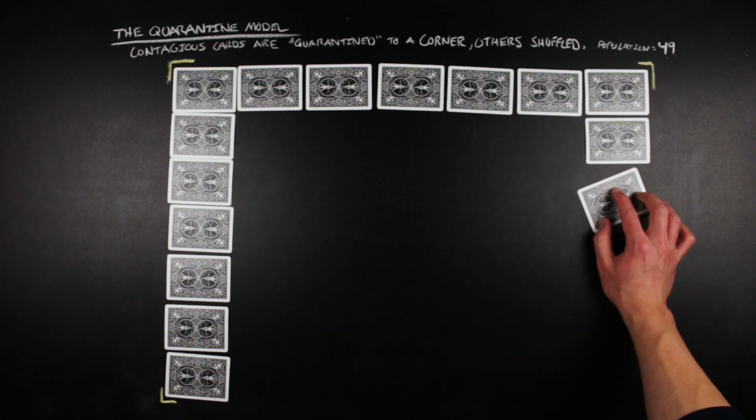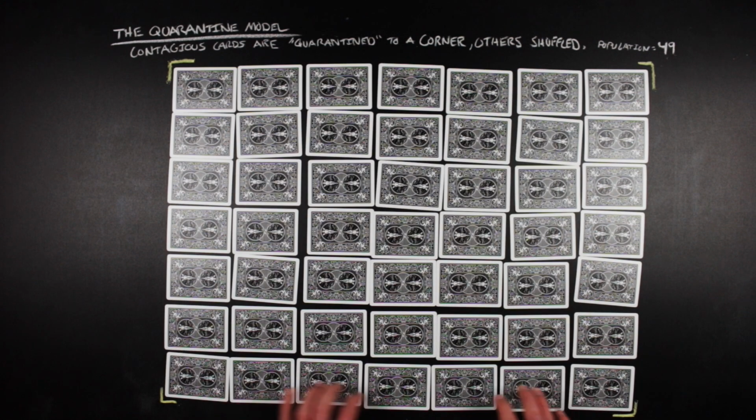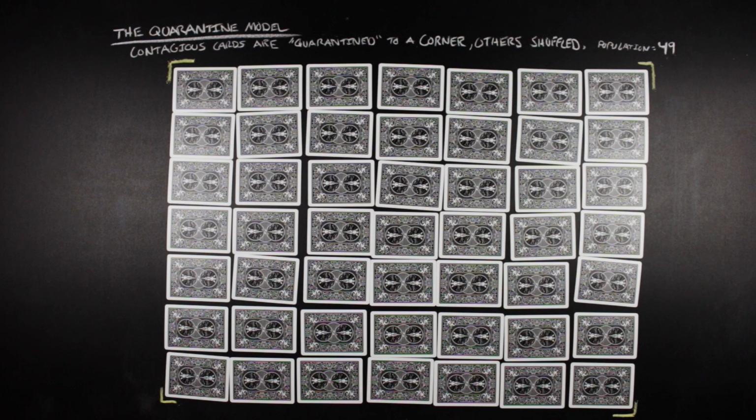And so by pushing the contagious patients into the corner, we can get an idea of what it's like for a group of contagious folks to still have the possibility of infecting others, but limit that ability incredibly so. And so when we go ahead and perform this model, we'll see that we actually don't have to deal all of the cards every time.